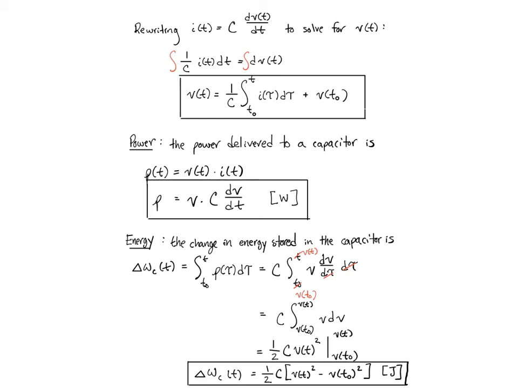And finally, we can rewrite the expression that I equals C dV versus dt in order to solve for some other parameters. So let's explore first what it looks like to solve directly for the voltage across a capacitor.